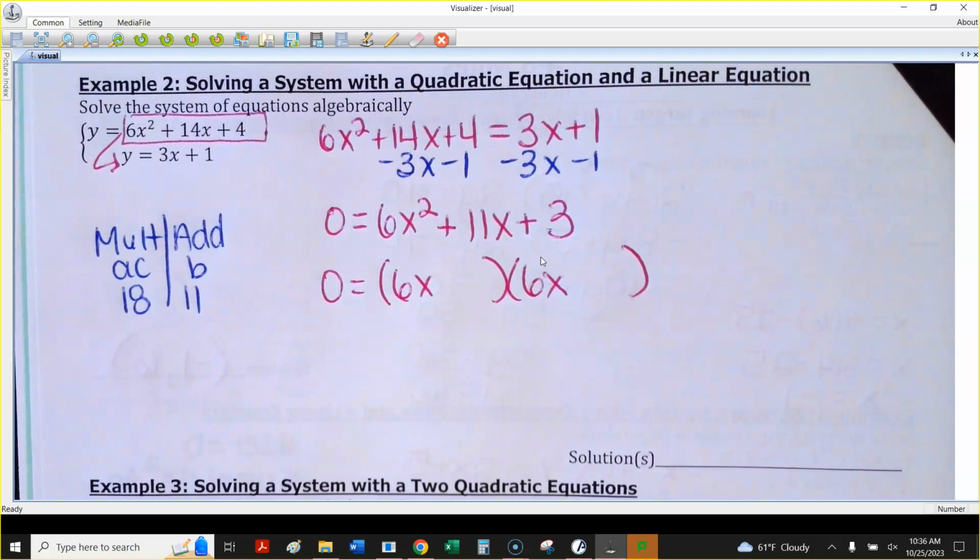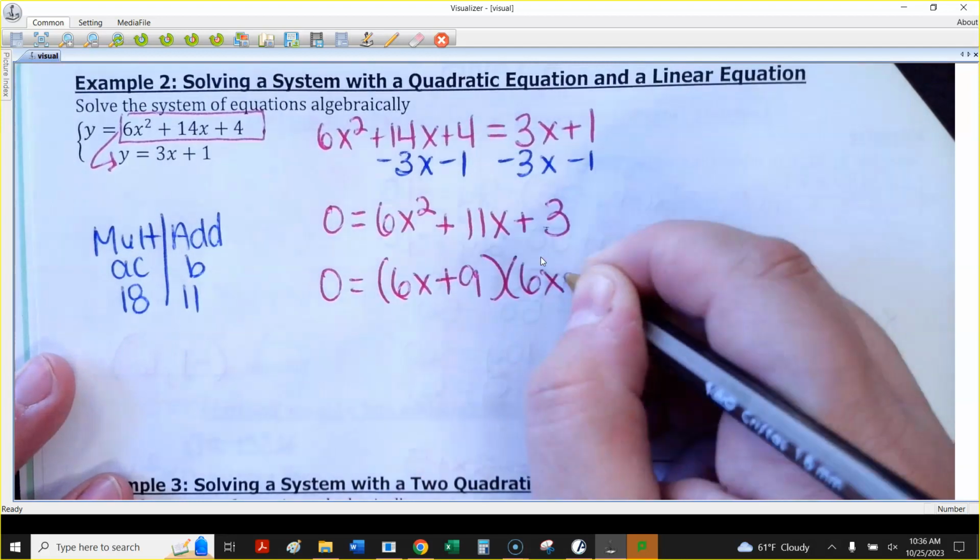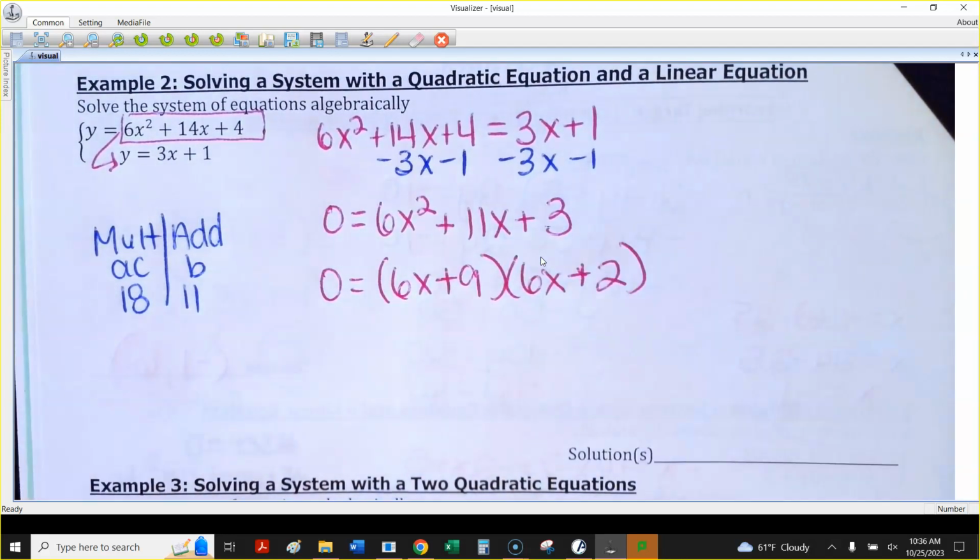Can you guys think of two numbers we could multiply to get 18 and add to get 11? What do you think? 9 and 2. All right, both of them are positive. Doesn't matter which one comes first, which one comes second.